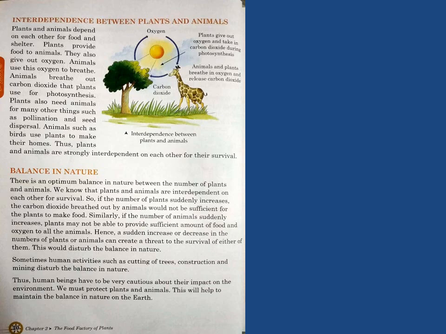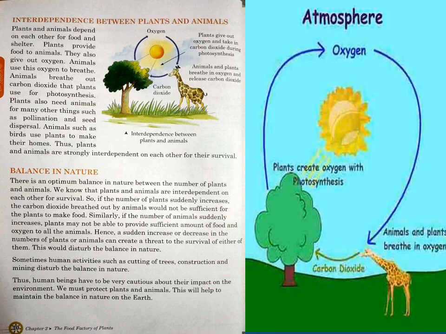Plants provide food to animals. We all know that we, the human beings and the animals, both of us are dependent on plants for our food. And they also give out oxygen. We have learned that in the previous day's lesson. Can you remember that the plants are giving out oxygen and they are breathing in carbon dioxide? So animals use this oxygen to breathe, and the oxygen that is coming from the plants, we are taking it for our breathing purpose. Animals breathe out carbon dioxide that plants use for photosynthesis.